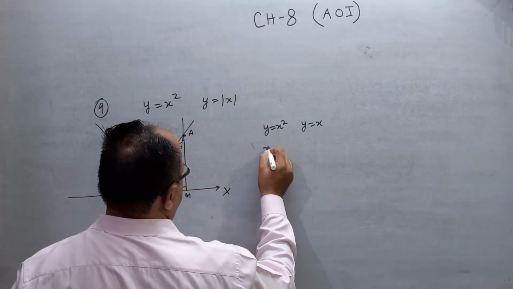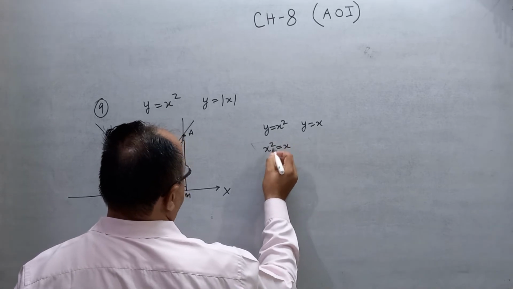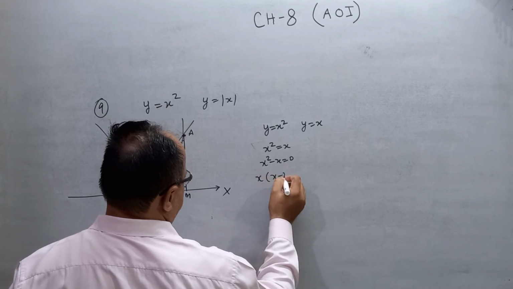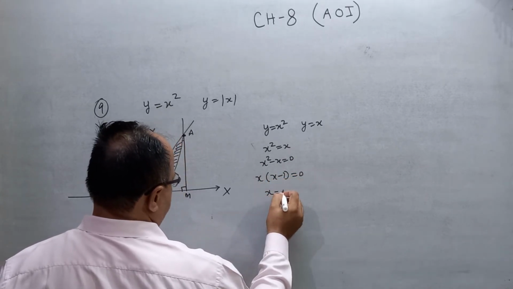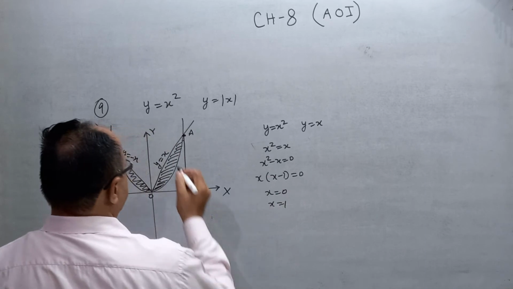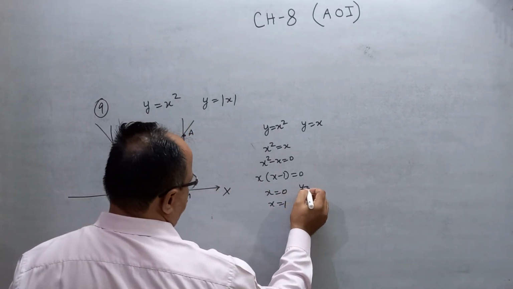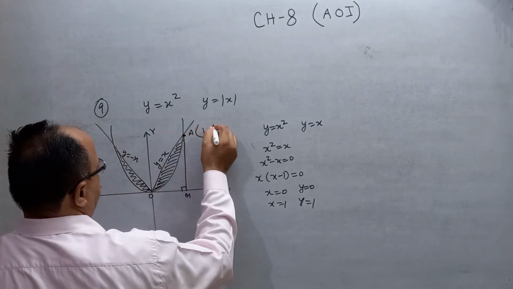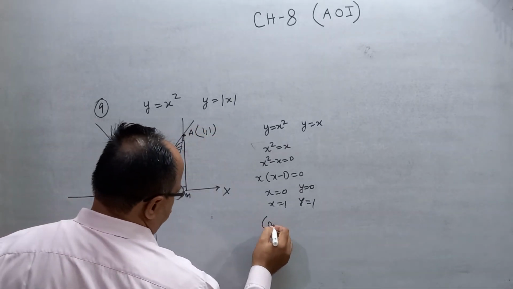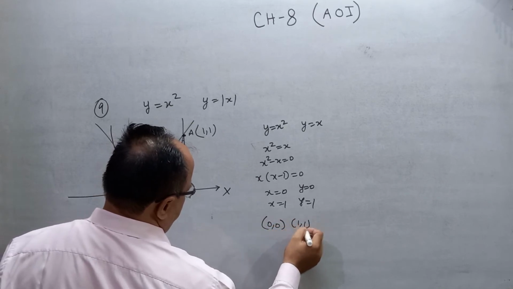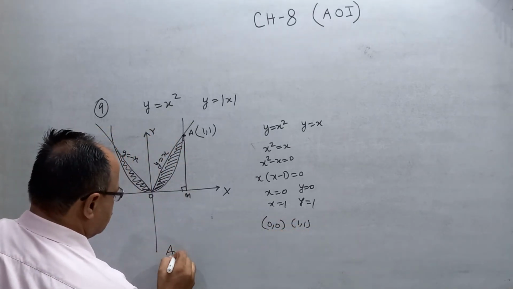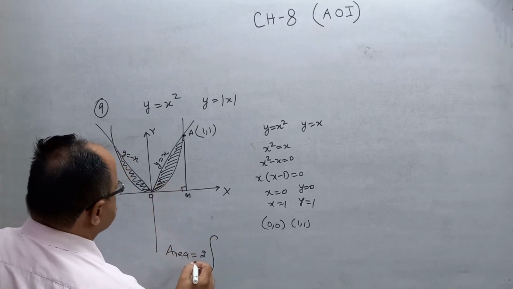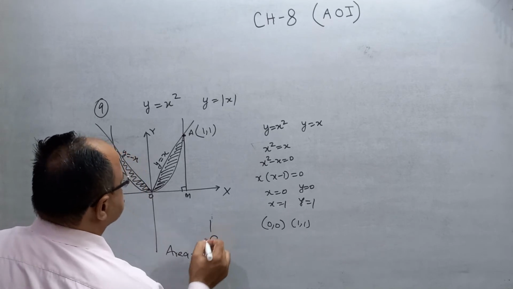So here x square is equal to x. On solving, x square minus x is equal to 0. x common, so x is equal to 0 or x is equal to 1. If x is equal to 0, then y is equal to 0; if x is equal to 1, then y is equal to 1. Therefore, the coordinates are 0, 0 and 1, 1. Therefore, the required area is twice the area between these functions, with limit 0 to 1.